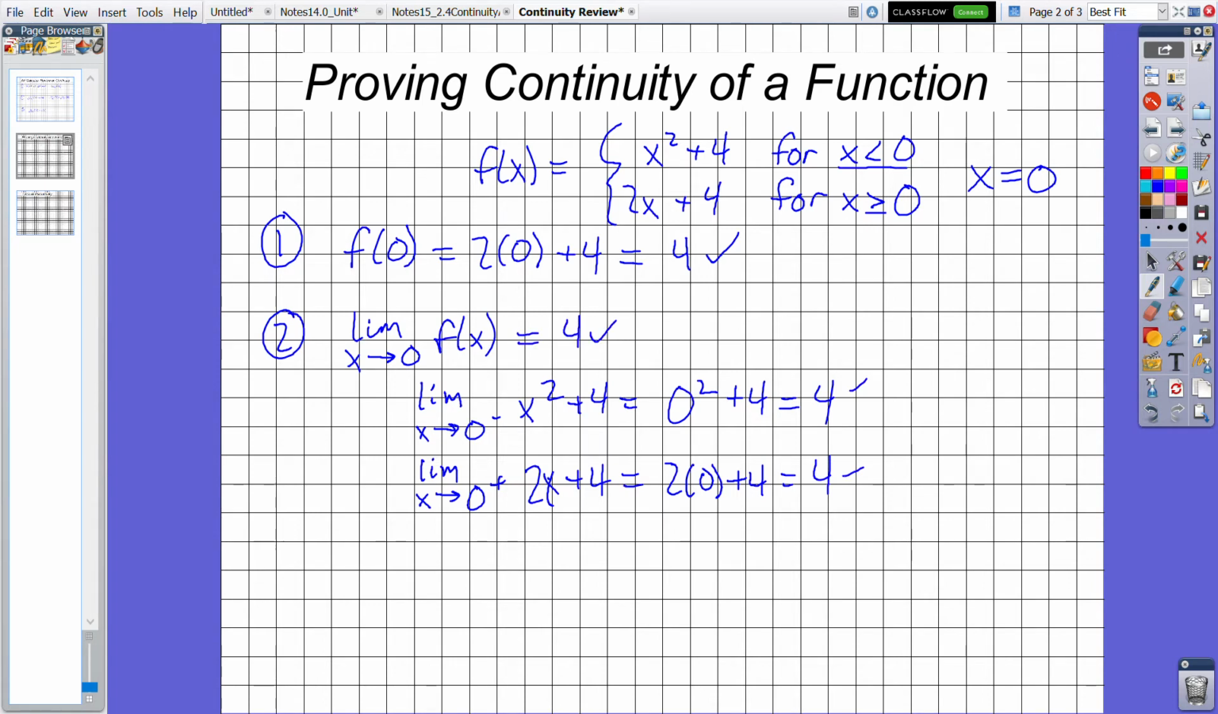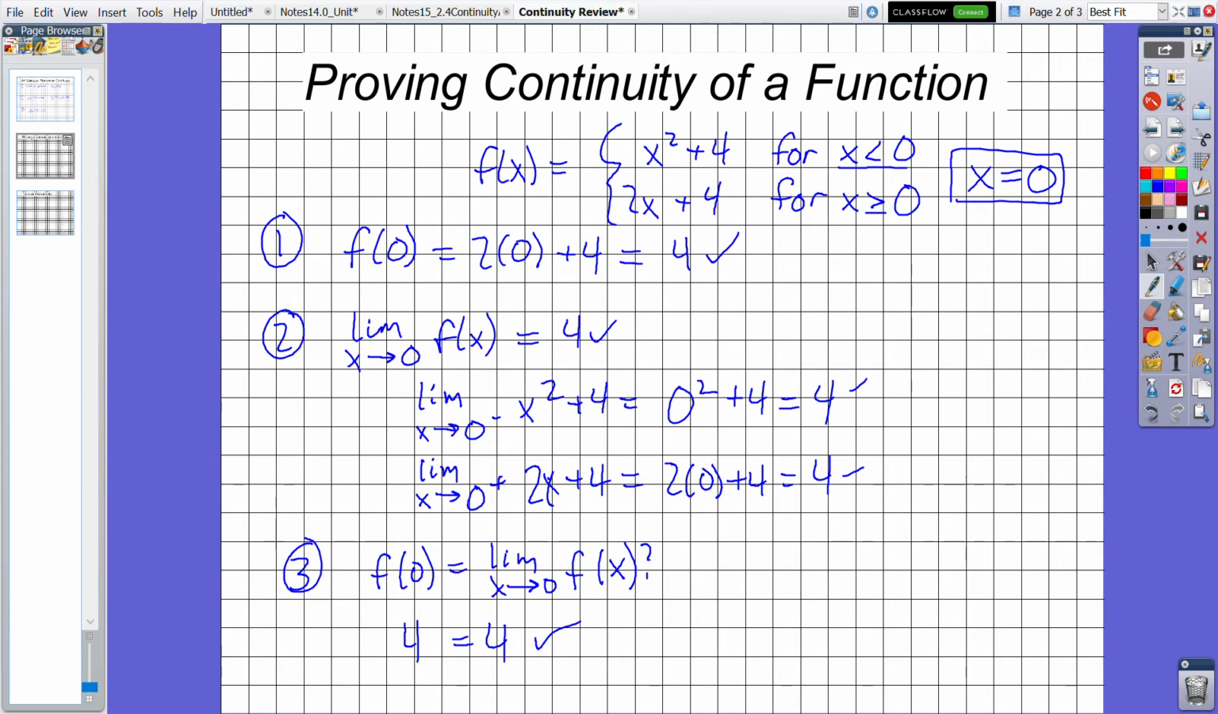That exists. And then the last part is we compare the answer we got for number 1 and number 2 and make sure they agree. So does f of 0 equal the limit as x approaches 0 of f of x? And in this case, it definitely does. We got 4 for the first part, and we got 4 here. That means that we are definitely continuous at this value, x equals 0.